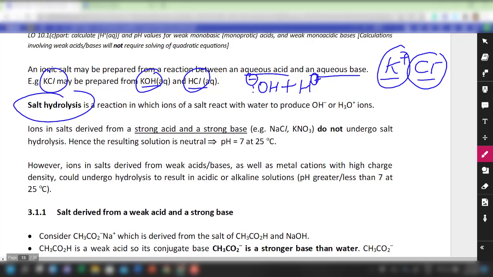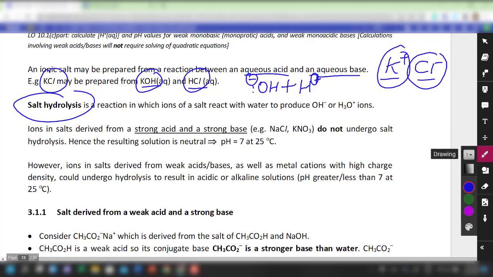Later on you'll realize that some cations will also undergo hydrolysis because the cations have very high charge density. The cations themselves will be able to polarize the OH bond of H2O to a very great extent, and in the process produce a surplus amount of H plus. That aspect will be quite important in your inorganic qualitative analysis, and of course transition metal chemistry, which will come up later on.